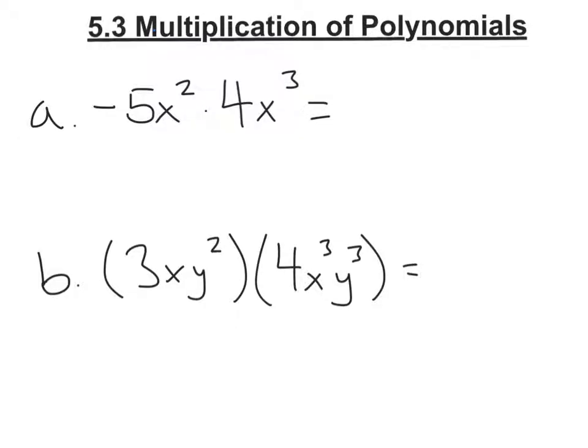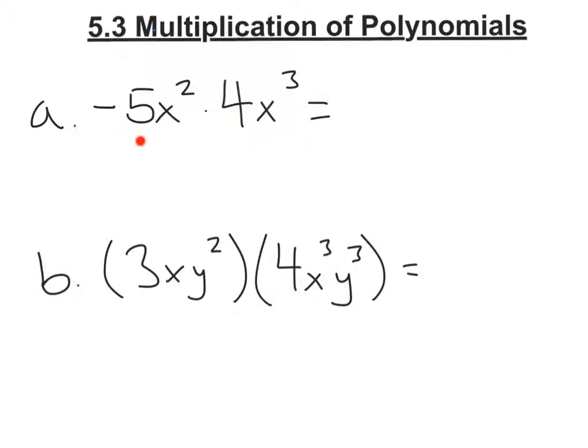This is section 5.3, multiplication of polynomials. We talked about how to add and subtract them. Now we're going to talk about how to multiply them. And we've sort of already done some of this because, like this first problem, this really is just a power rule problem, right? This is a monomial times a monomial.